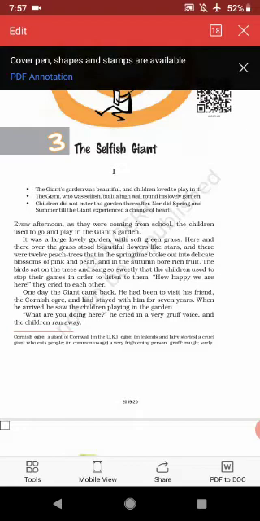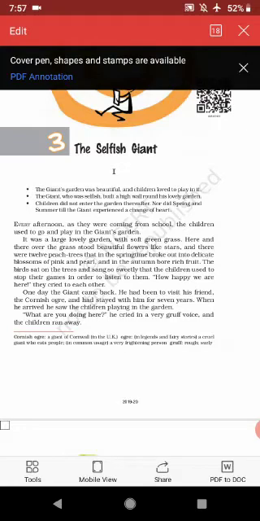And they also said among themselves, how happy we are here. They cried to each other, and really, according to the author, the children were very happy there. One day, what happened? The giant came back. Oh, the giant came back. He had been to visit his friend, the Cornish ogre, and had stayed with him for 7 years.